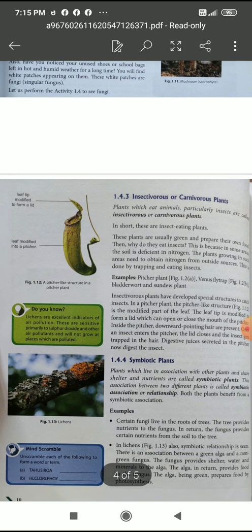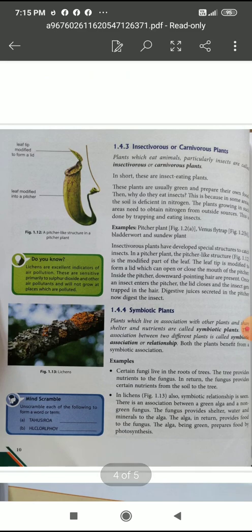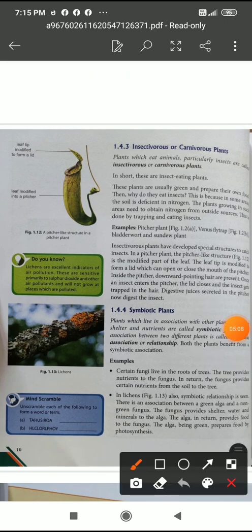Then insectivorous or carnivorous plants. Plants which eat animals, particularly insects, are called insectivorous or carnivorous plants. In short, these are insect-eating plants. These plants are usually green and prepare their own food. Then why do they eat insects?